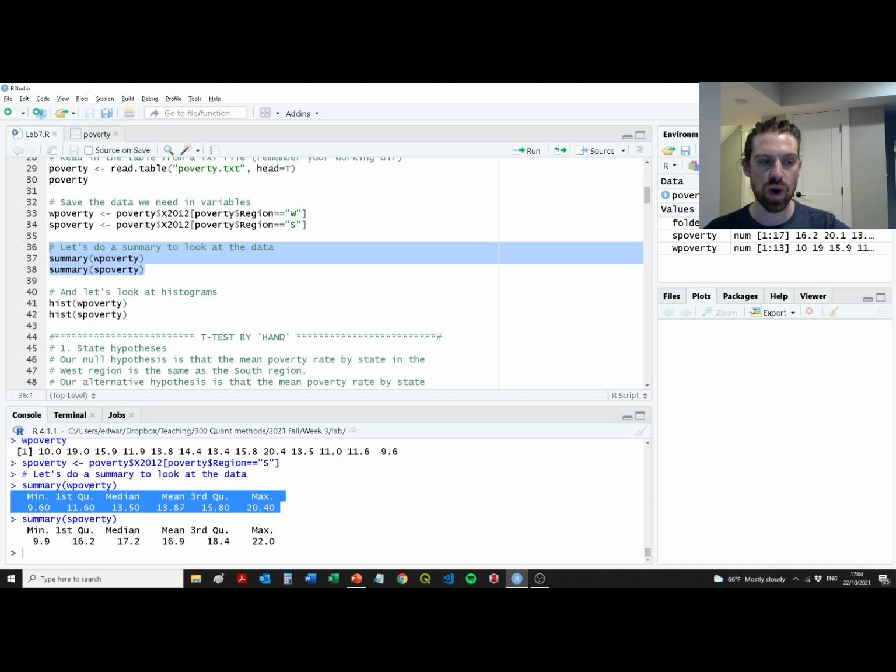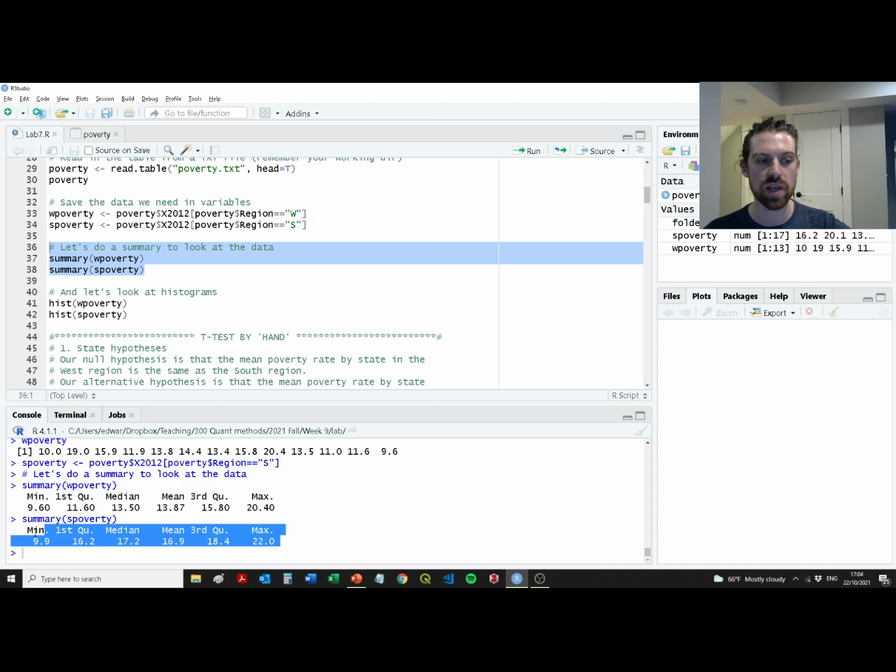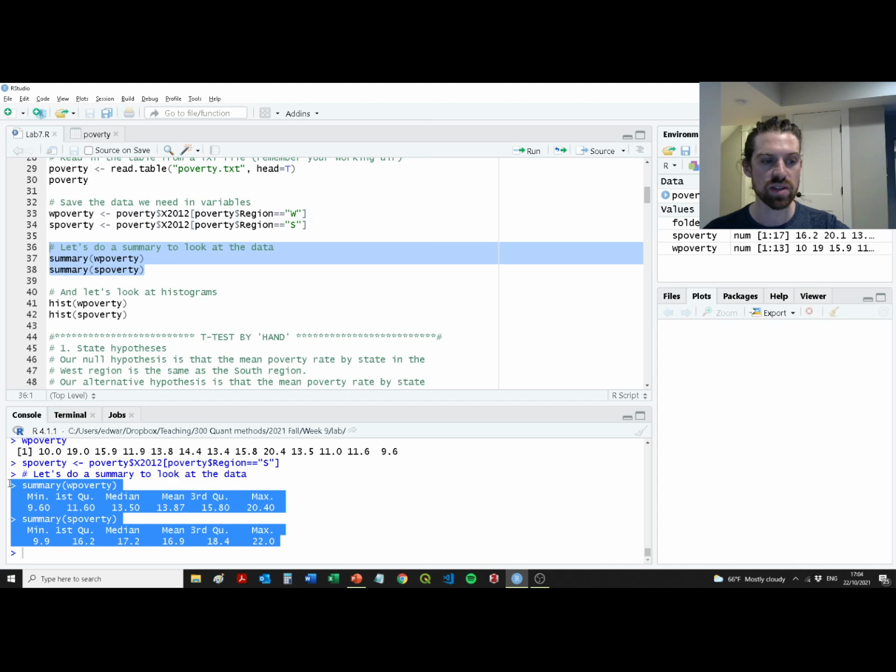So for poverty in the western United States area, you go from a minimum of about 9.6% of the population living in poverty up to about 20.4% of the population living in poverty, with a mean of 13.86. Whereas for the southern states, you have 9.9 as the minimum value, 22% as the maximum value, and a mean of 16.9. So already we can see from these underlying statistical summaries that the South probably does have, or it's indicating that it may have, higher poverty rates than the West.